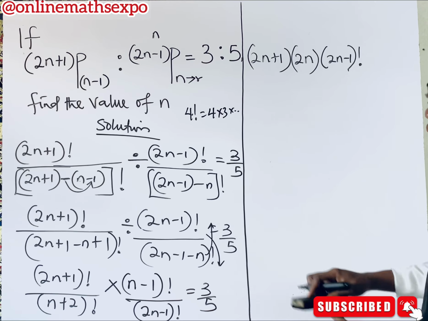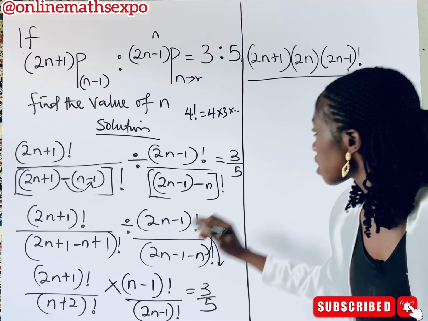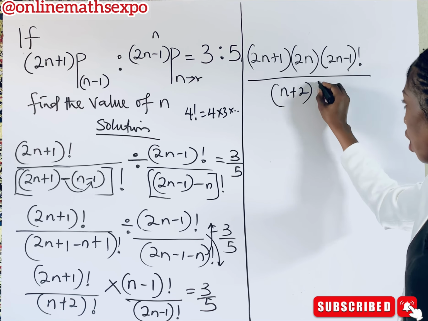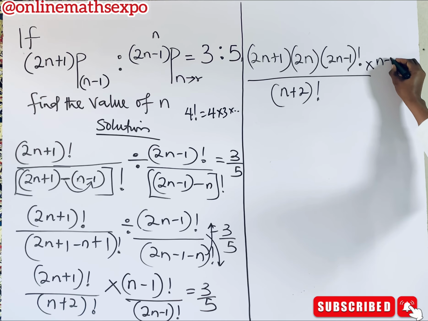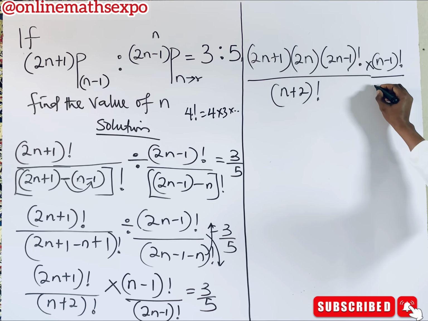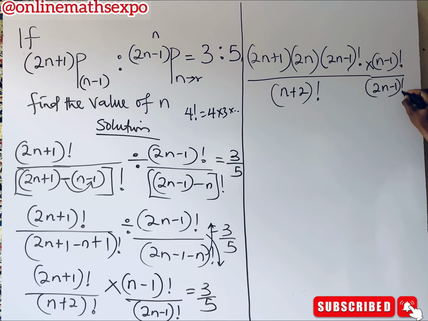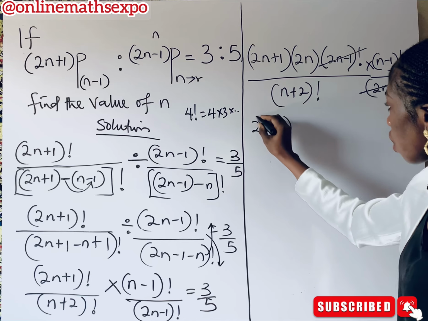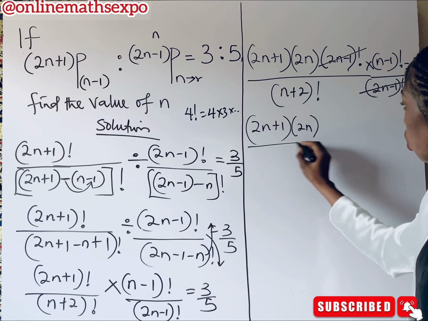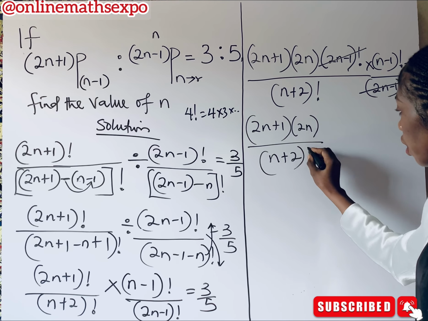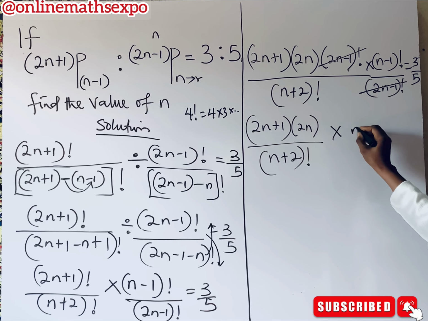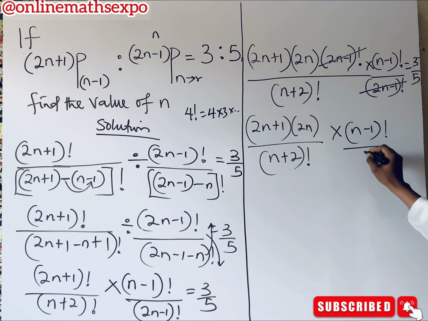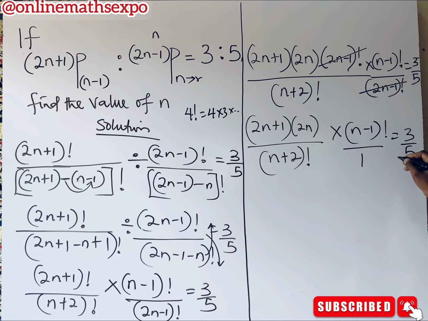So in this case, we have all over, this is n plus 2 factorial multiplying n minus 1 factorial over 2n minus 1 factorial is equal to 3 over 5. So you see, this can now cancel this. We are left with 2n plus 1, 2n, all over n plus 2 factorial multiplied by n minus 1 factorial over 1 is equal to 3 over 5.